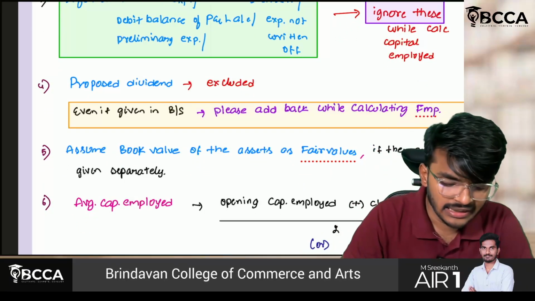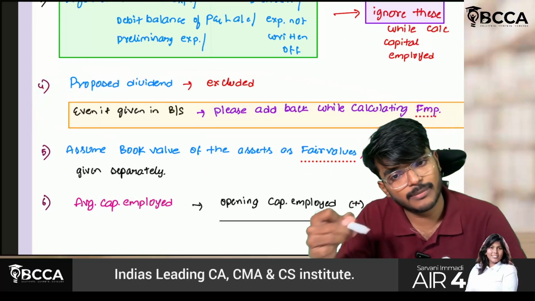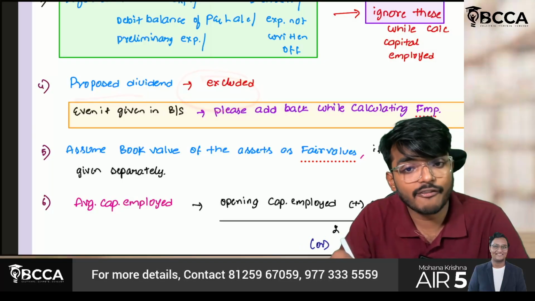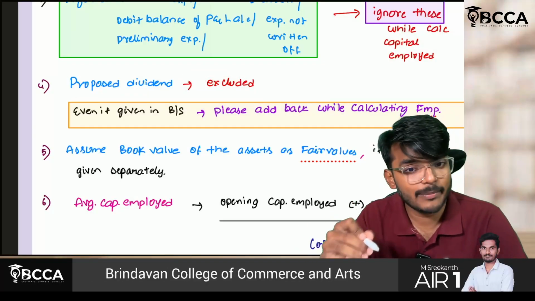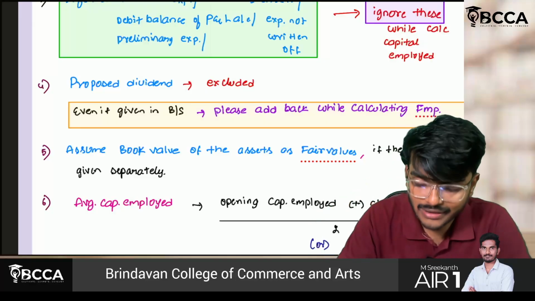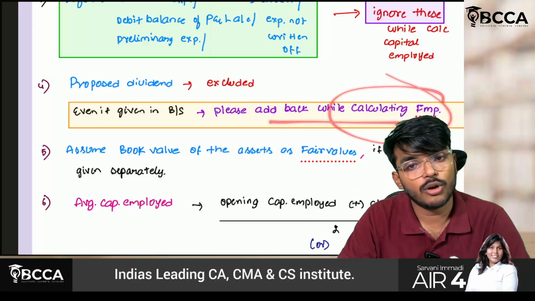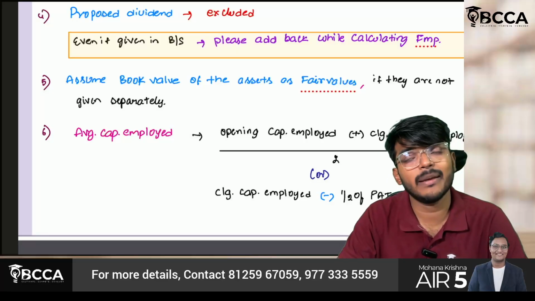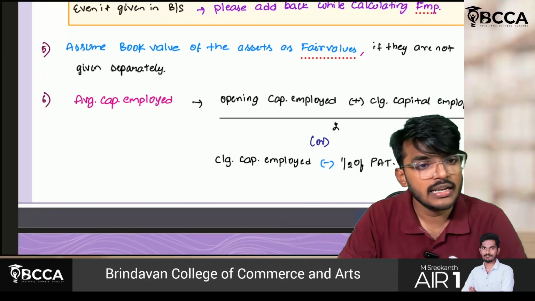And if you remember the proposed dividend point, there is one problem you will understand there. This should be excluded. If they have given it in the question as a liability, you just have to add it back while calculating the future maintainable profits. Okay? Yes, sir. Sir, if nothing is given, I will be assuming book values and fair values are both the same.